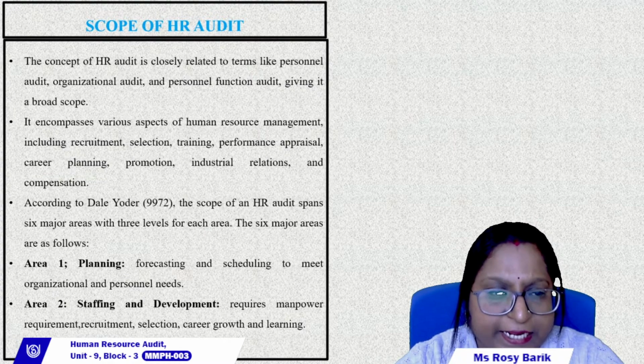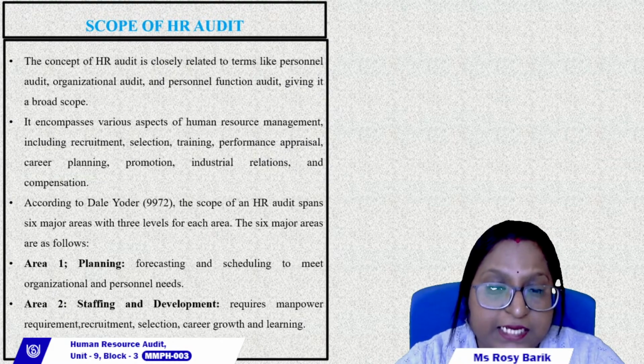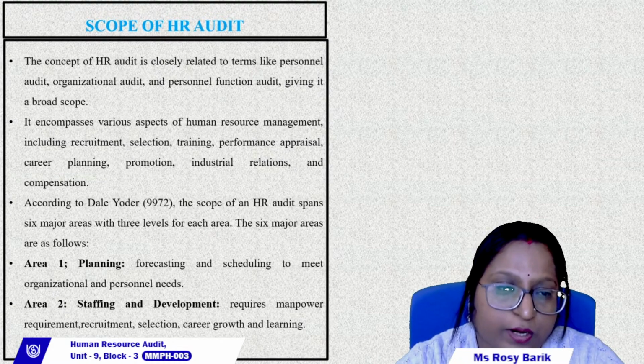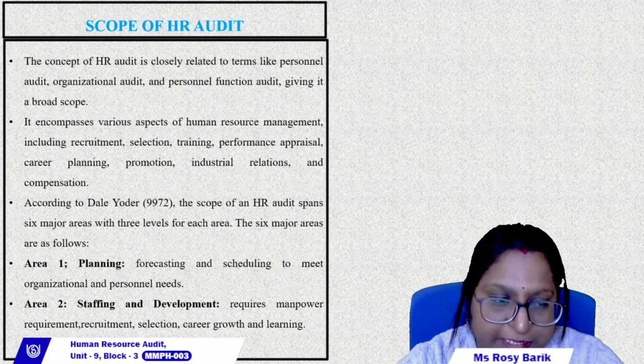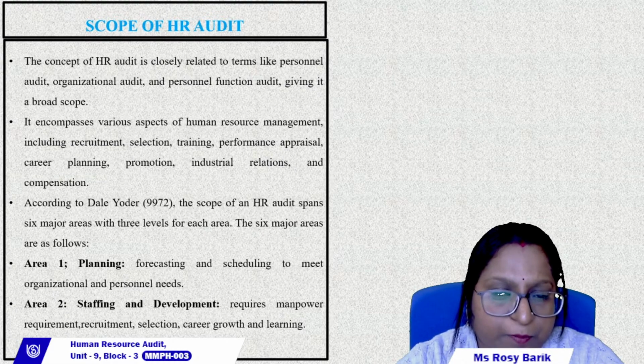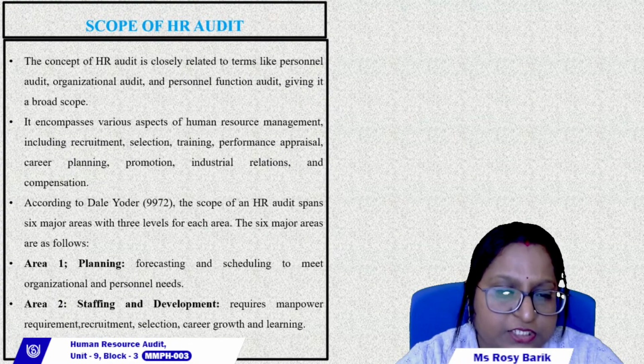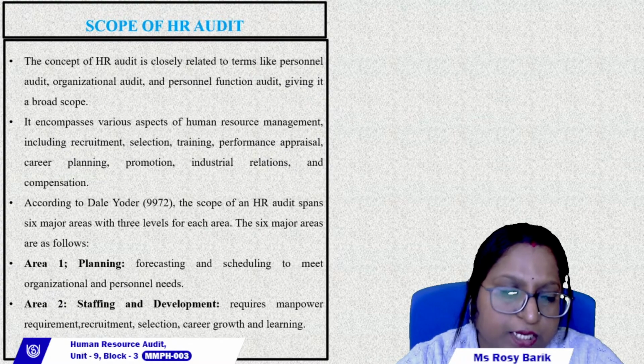So the different areas we can find out, that is planning. That means forecasting and scheduling to meet organizational and professional needs. Staffing and development requires manpower, recruitment, selection, career growth and learning.